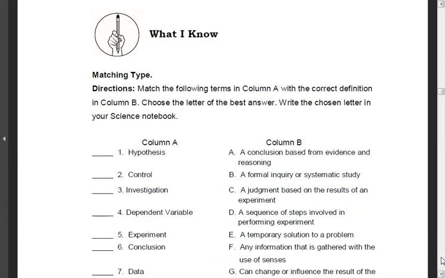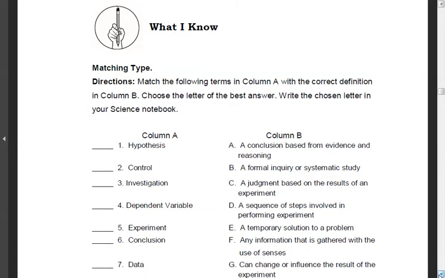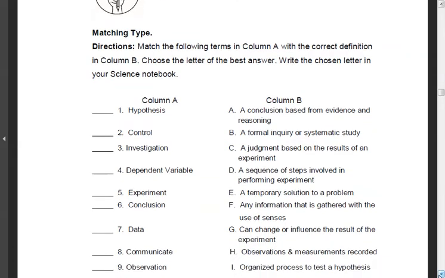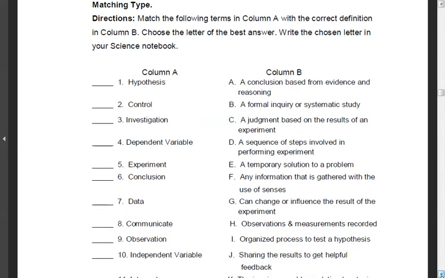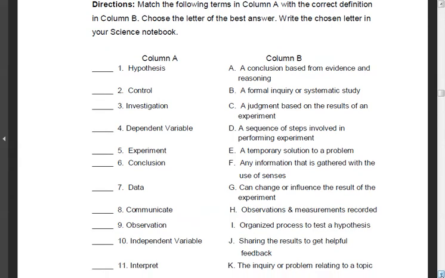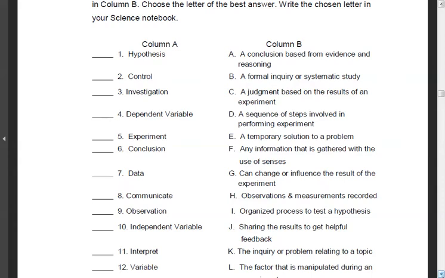Let's continue. You also have to answer "What I Know." In your answer sheets, you have to write Science 7, Module 1A, and then the activity, What I Know, and then write matching type. On column A, you have different terms. These are the terms that you will be learning in this module. And on column B, they have the definitions, what each term means.